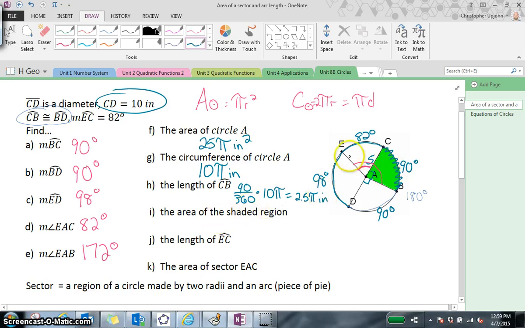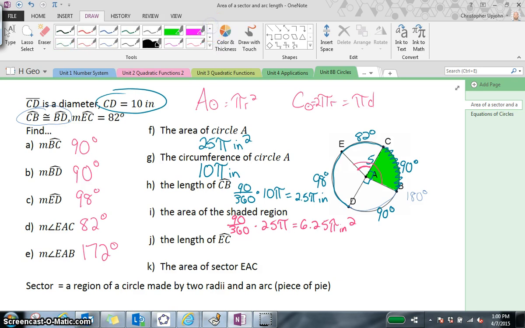Area of the shaded region, this green, it's the same idea, 90 out of 360. However, now we're dealing with area, so it's the arc measure, 90, divided by the total number of degrees, 360, times the area of the circle, it's 6.25 pi inches squared.